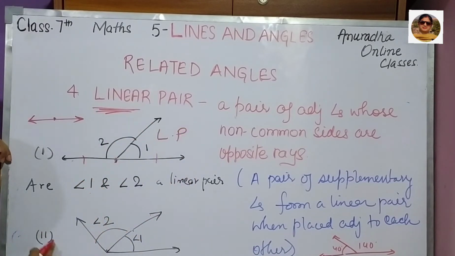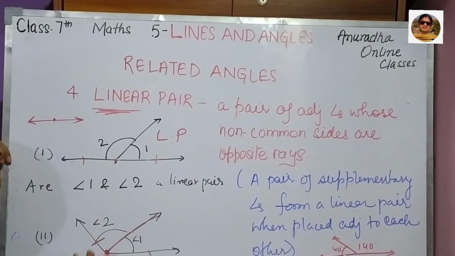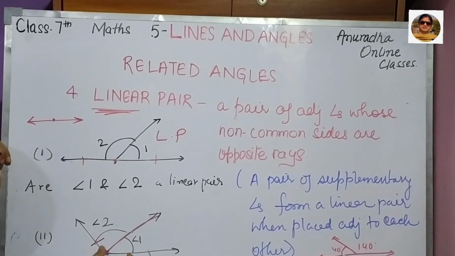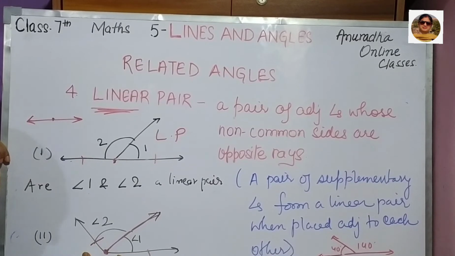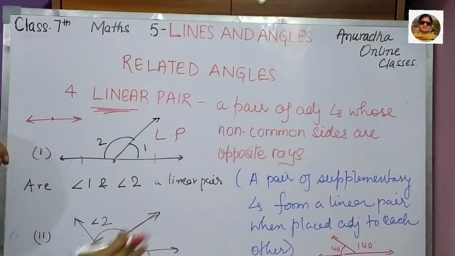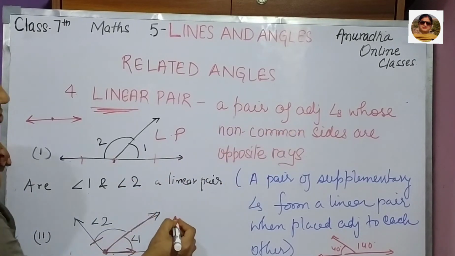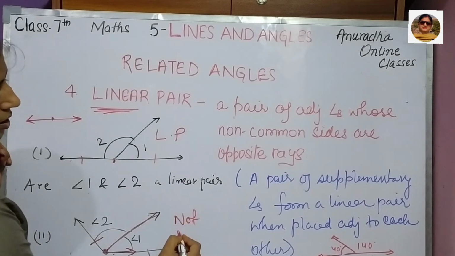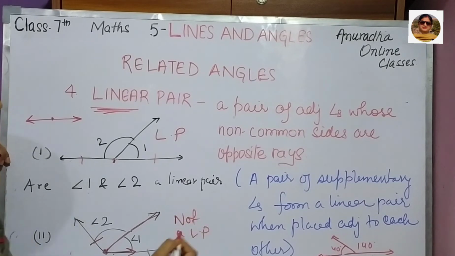Now see the next part. Angle 1 and angle 2 have a common arm and a common vertex. The non-common arms, are they opposite rays? No. If it were on this side, then only these two would be opposite rays. So this is not following the rule that non-common sides are opposite rays, so this is not a linear pair. Right, children?